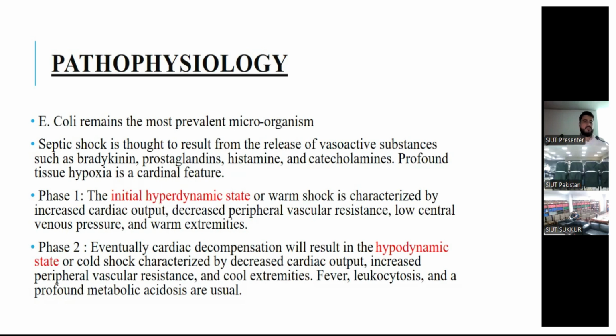Septic shock usually results from the release of vasoactive substances such as bradykinin, prostaglandin, histamine, and catecholamines. Profound tissue hypoxia is a cardinal feature. There are 2 phases of septic shock. Phase 1, the initial hyperdynamic state, is also called warm shock. It is characterized by increased cardiac output, decreased peripheral vascular resistance, lower central venous pressure, and warm extremities.